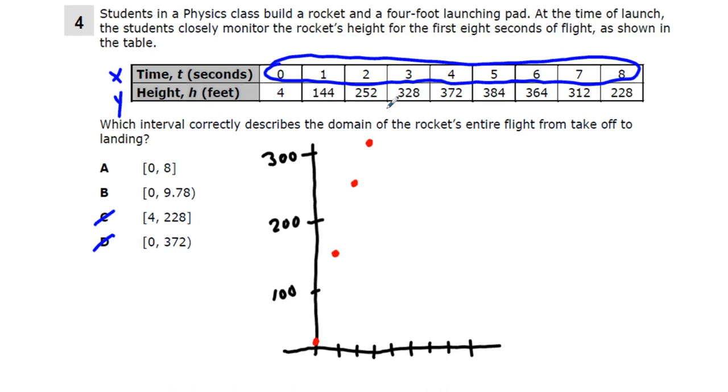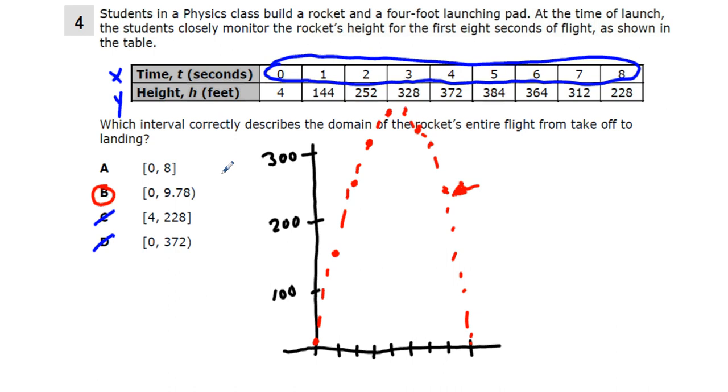At 4 seconds, we have 372, so it'll be right up here. At 5 seconds, we have 384, so we're still going higher. At 6 seconds, we have 364, so we're coming down a little bit here. At 7 seconds, we have 312 feet, and at 8 seconds, we have 228 feet, something like this. So the rocket is going like this, and this is where it stops at 8 seconds, according to the data in the table. But we know this rocket is going to keep on going toward the ground. And so the answer that makes the best sense is going to be answer choice B.